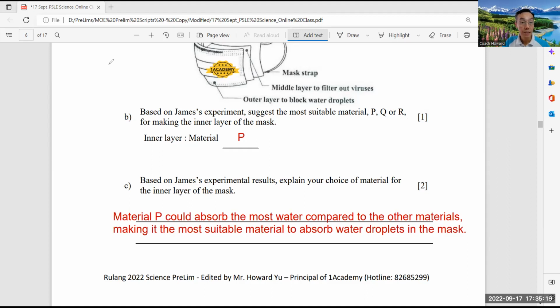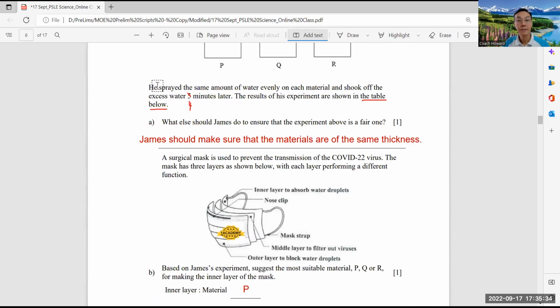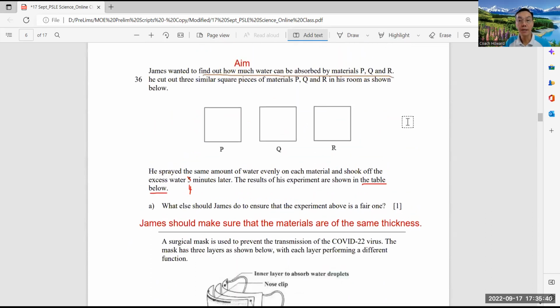Okay, someone asked me, I thought he must repeat the experiment 2 times. Some of the students answered that because you see, in this question, this is how they ask it. They say, what else should James do to ensure the experiment is a fair one? What else must he do? The other answer, do it a few times, that one is to ensure the results are reliable. So besides having the same surface area, the better answer is same thickness.